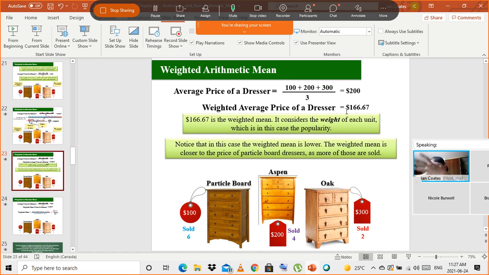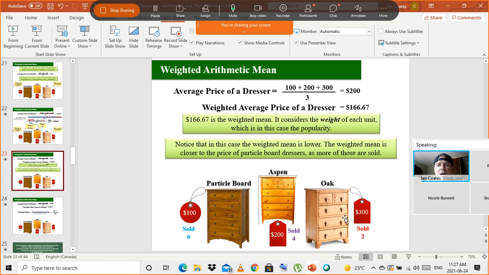And if you compare, remember that mean we did before, if you compare it to this one here, it's been dragged down a little bit. Why has it been dragged down? Well, I sold 6 of these. Okay, I only sold 2 of these. So it's not going to really be dragged up. It is going to be dragged down because the most dressers that we sold there were the cheapies.